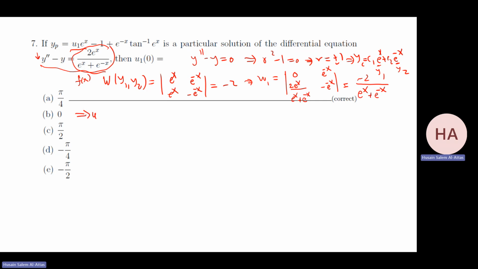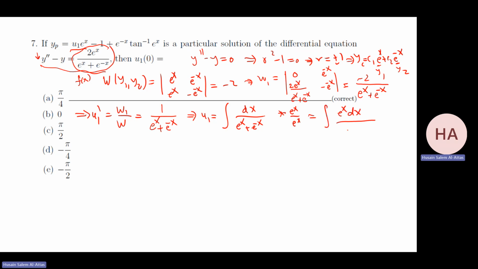So it will be u1 prime equals W1 over W, and that is W1 over minus 2. That will be 1 over e^x plus e^(-x). So u1 will be the integral of this. You can use this trick: multiply by e to the power x over e to the power x. You are getting e to the power x dx over e^(2x) plus 1.